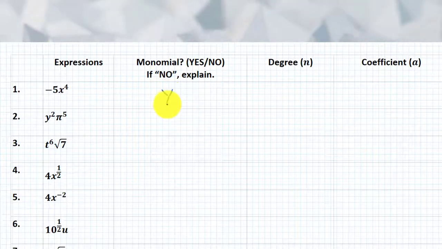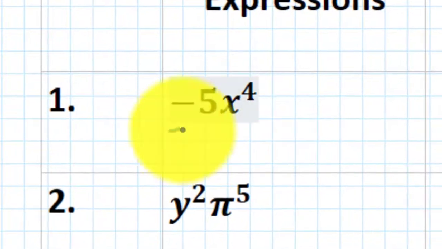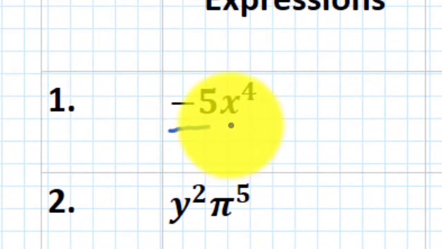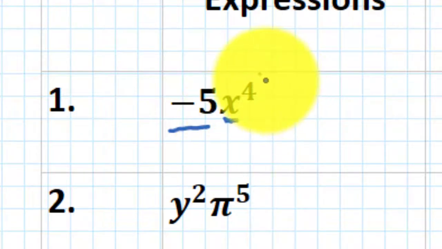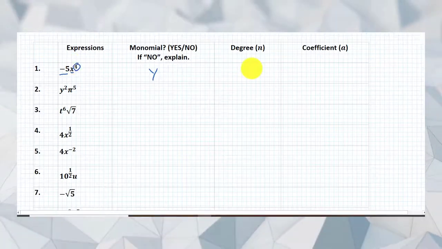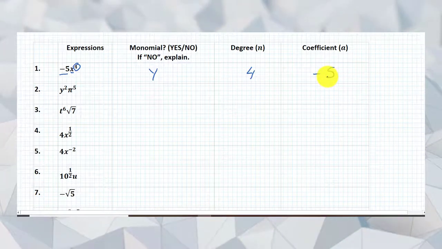Yes it is, because it is written as a monomial. This is the coefficient, a real number, negative 5. That's the variable x, and the exponent is a natural number, 4. So the degree of this monomial is 4, while the coefficient is negative 5.